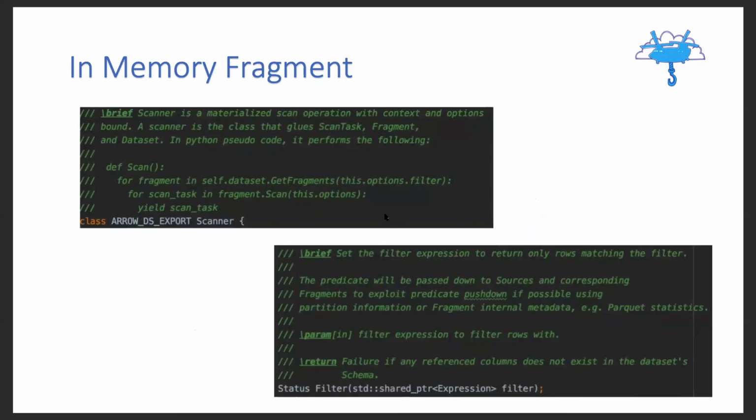And for the in-memory fragment, the scanner is a materialized scanner operation. So this is the documentation inside the source code, and actually the filter method here is very important for us, as I said. We can simply create an expression for our filter operation, pass the expression here, and get our result. So this will be much more convenient than the previous approach, since we don't need to implement our own code.